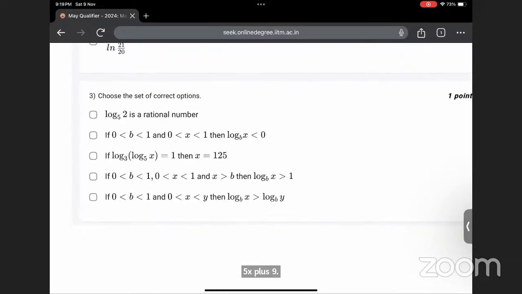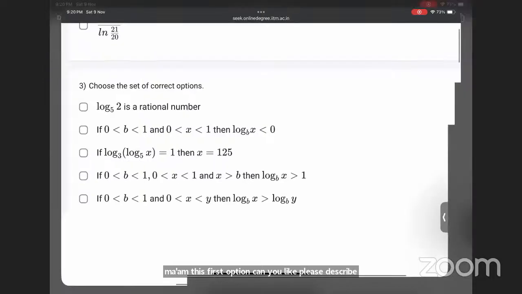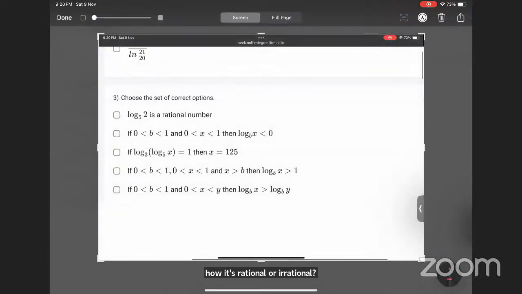In which question? Ma'am, this first option, can you please describe how it's rational or irrational? There are very big numbers. If this type of question is there, for this you have just one common method. If it is rational, just consider it as rational. Then you just have to write some contradiction. So if it is rational, then you can write it in p by q form, right? Your p, q are integers and q is not equal to 0, right?